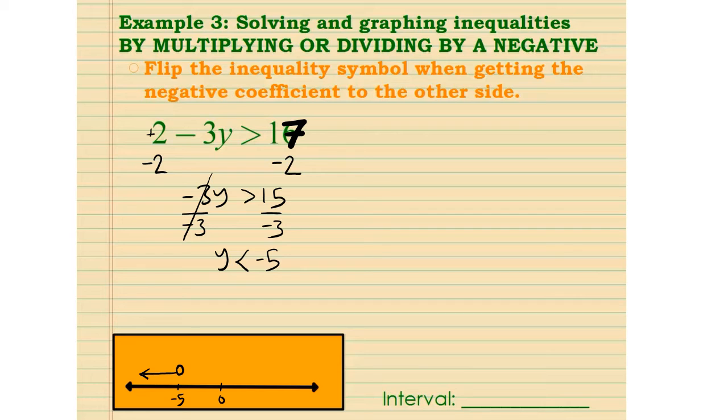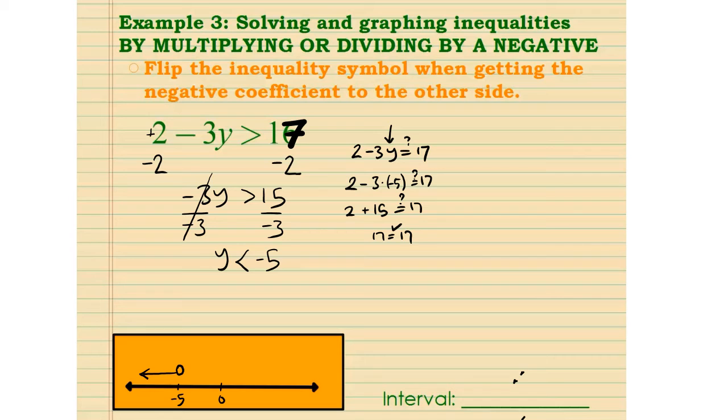I can do my check step to confirm my point was correct. 2 minus 3y, is it equal to 17? Then we substitute negative 5 for y. 2 minus 3 times negative 5, is it equal to 17? 2 plus 15, is it equal to 17? 17 is, yes, equal to 17. This true result confirms that negative 5 was the point that we were looking for.